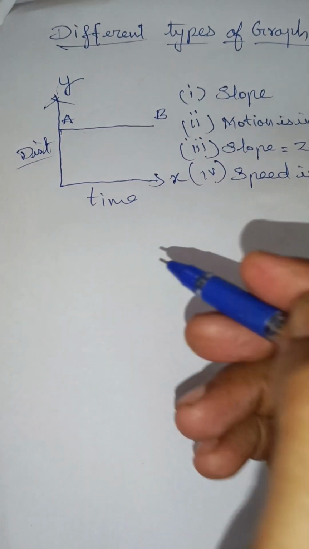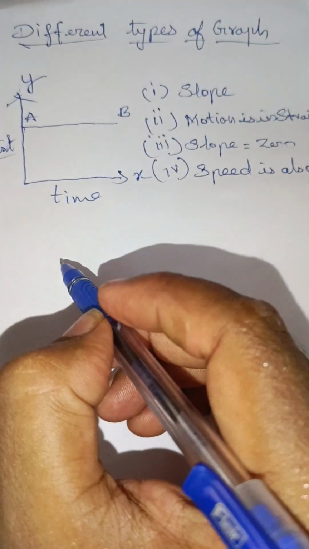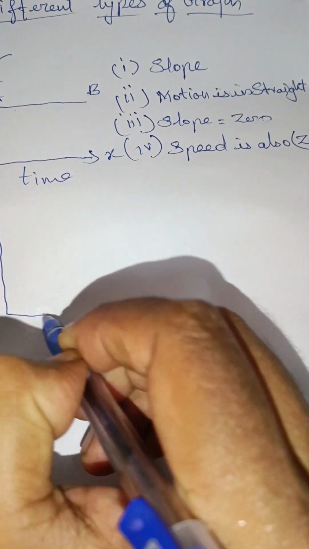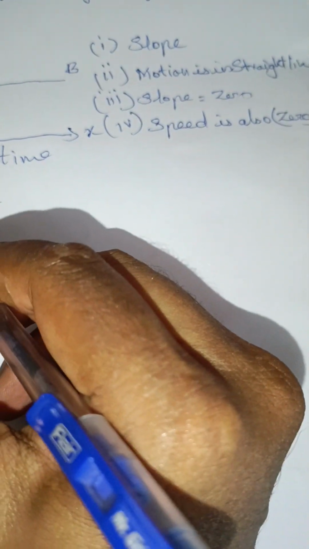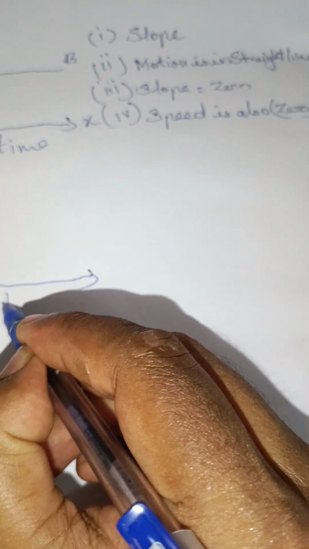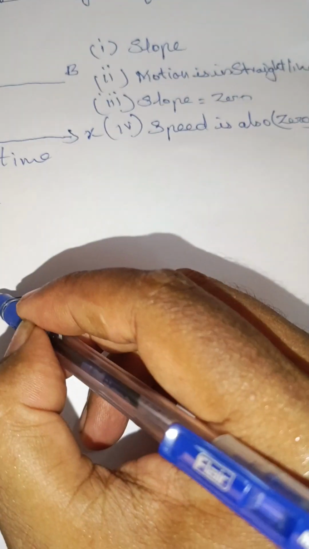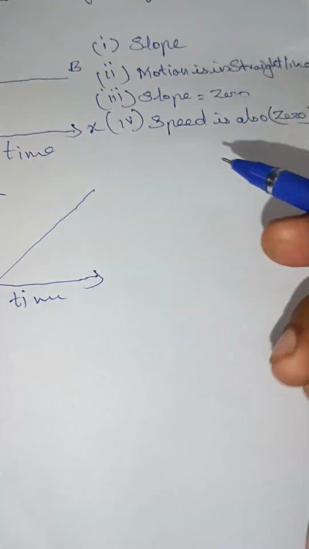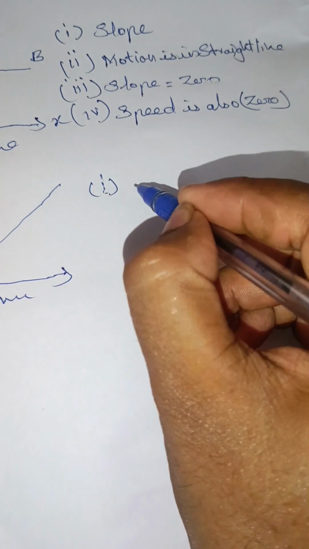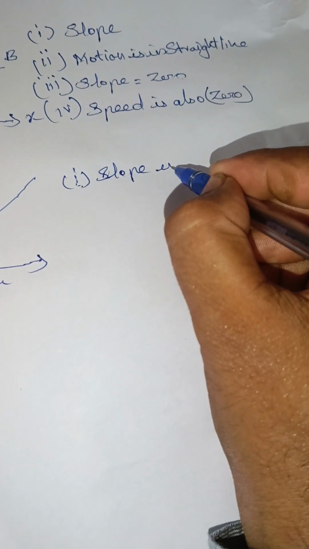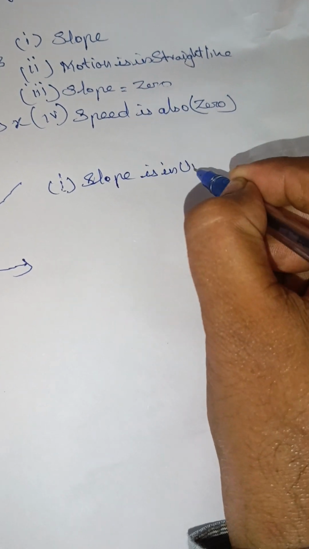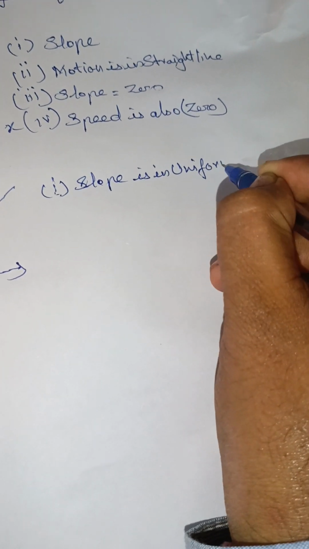The second graph we are going to draw is the same distance time graph. In this distance time graph we are going to consider 2 different points. It is a straight line, and the motion is said to be uniform. First we are going to calculate the slope. The slope is in uniform motion.